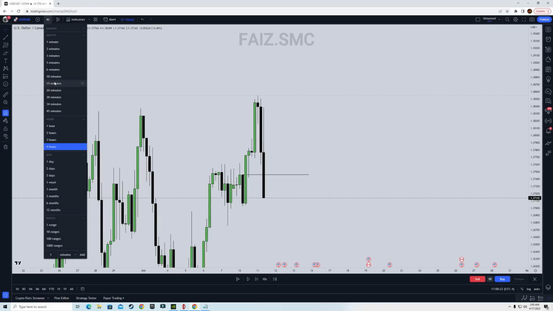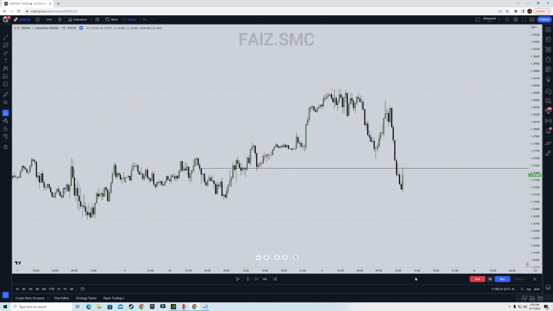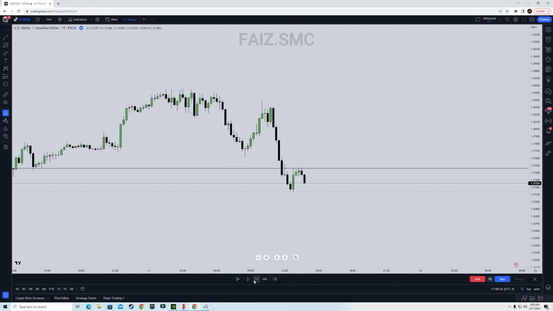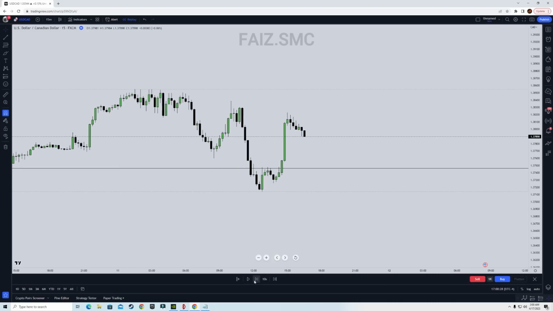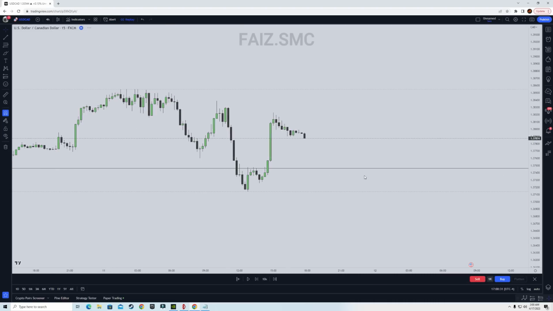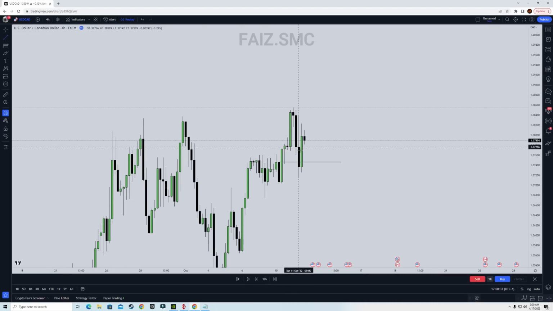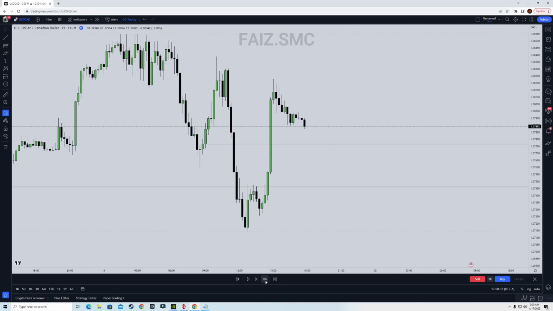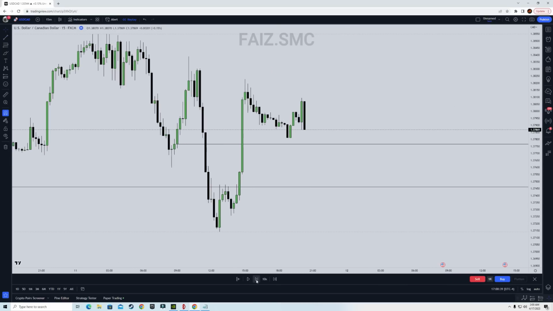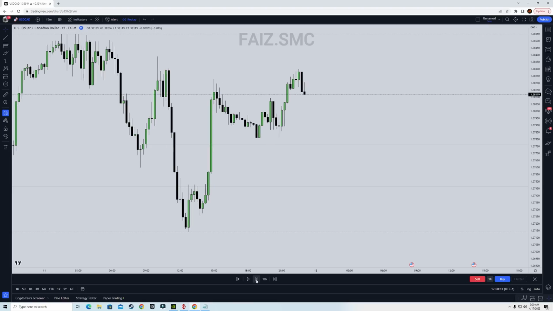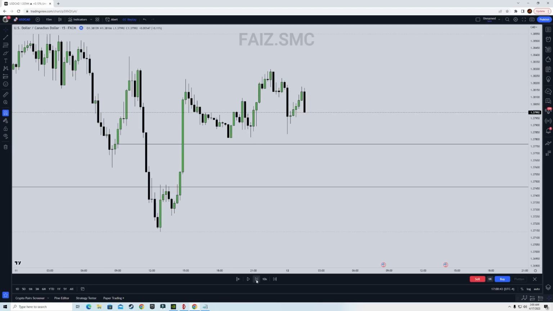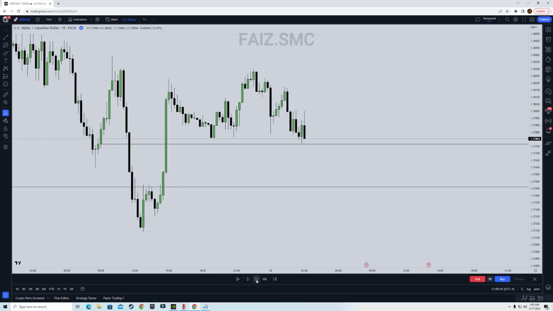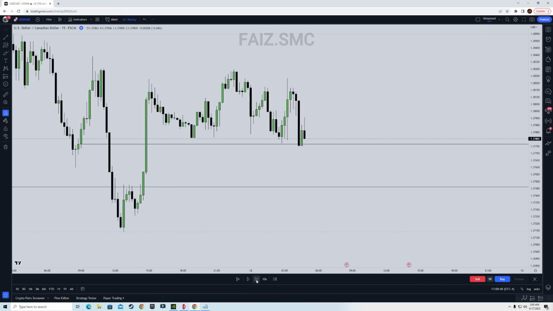Okay, it did mitigate the auto block. I want to see a shift in market structure. Okay, that is horrible price action. I marked out this auto block. Let's see what price gives us here. It did not mitigate the auto block so far. Not yet. Nope. Okay, perfect.